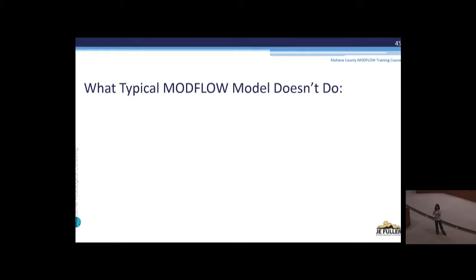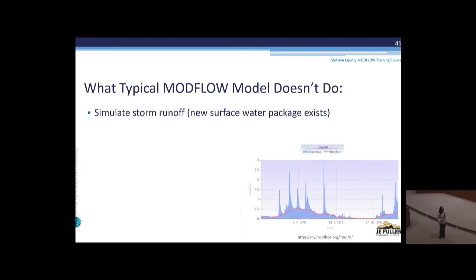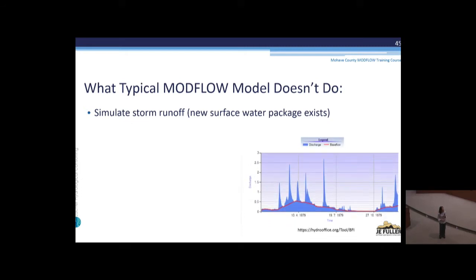What MODFLOW doesn't do is almost as important as what it does do. We don't do storm runoff. Remember that surface water thing? That's their stuff. I don't deal with surface water a whole lot in terms of storm runoff. There are some new ways of doing that in MODFLOW, but I have not yet used them. So if you're familiar with stormwater hydrographs or streamflow hydrographs, you see these storm peaks, and then you see this overall base flow condition, and that is what I'm talking about here. Base flow, not storm flow.